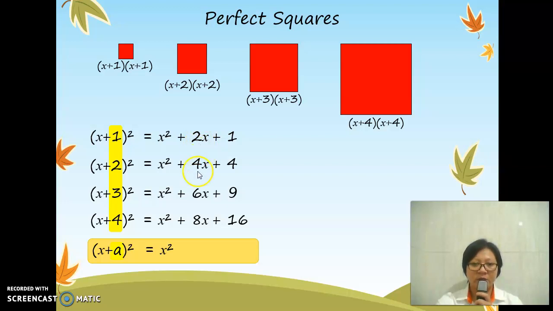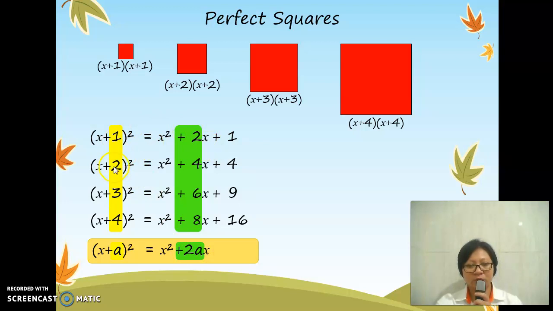So they are making a sequence. As you can see, an arithmetic sequence. If a is the position number, then I can formulate the linear term as plus 2ax, like this. Because 2 times 1 equals 2. 2 times 2 equals 4. 2 times 3 equals 6. 2 times 4 equals 8.